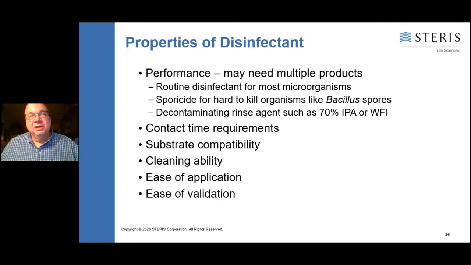So some of the key properties you're going to be looking at is you need to have a broad spectrum disinfectant, effective against gram positives, gram negatives, certain viruses, certain molds. You also want to make sure you have a sporicide for that Bacillus and the mold spores. You want to make sure that you have an IPA product, because you're going to be sanitizing gloved hands and sanitizing items you bring into the clean room. Contact time is a very critical thing. The surface needs to be wet for the validated contact time to kill the bioburden in that room. Substrate compatibility is a big thing. Cleanability, the ease of application with these products, and the ease of validation.